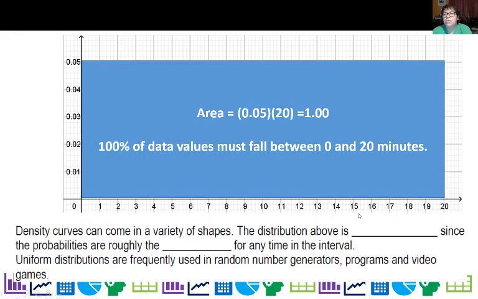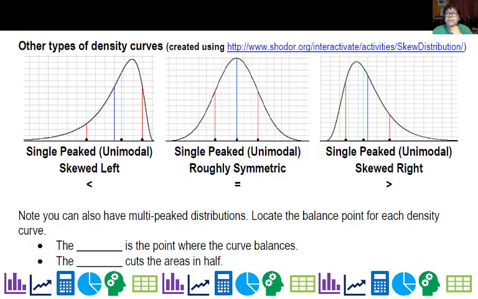All right, so now they do come in a variety of shapes. This one right here is uniform since probabilities are roughly the same. We use uniform distributions frequently for random number generators, programs, and video games, when we want things to be spread equally between certain values. Now, there are also other types of density curves. I created these using Shodor, which is a great resource. And let's go ahead and show you what these mean.